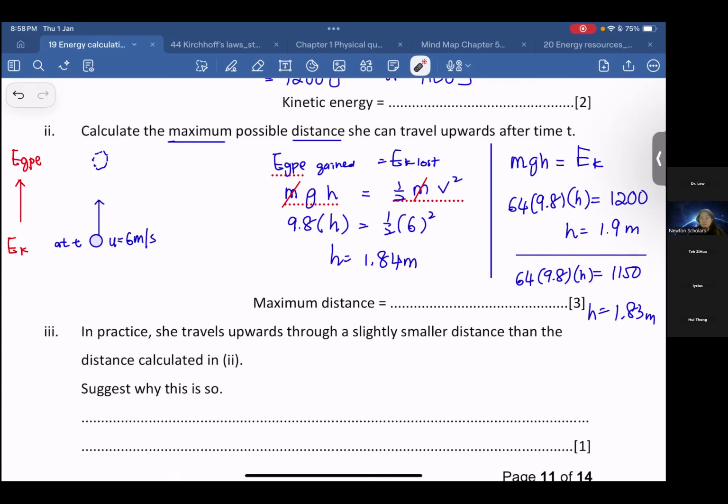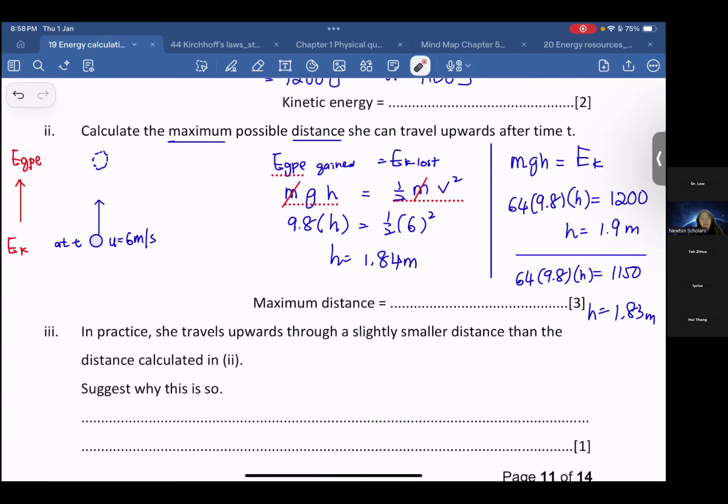Energy is dissipated through sound? No, don't say through sound. Heat. Energy is dissipated. Yes, thermal. Yes, okay. Energy is lost to the surrounding due to the thermal energy.